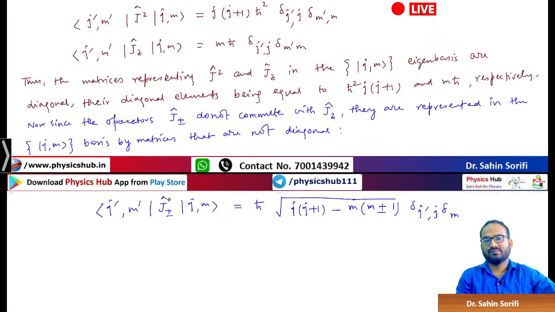You see, what does J plus do? It makes M′ equal to M plus 1. So if M′ and M plus 1 become equal, then only it will be 1, otherwise it will be 0. J minus makes M to M minus 1, so it will be like this. Previously it was J′J, M′M, so the diagonal elements were non-zero. But here, to get the non-zero element, although J′ and J are there, M′ and M plus 1, M′ and M minus 1 are not diagonal actually.